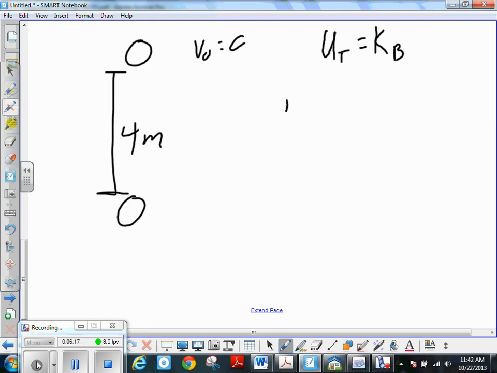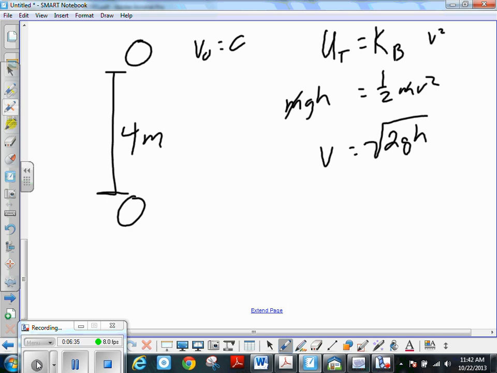So, my potential would be mgh equals 1/2 mv squared. Oh, look at how nice that is. Masses cancel out. My velocity equals the square root of 2gh. Well, that looks really familiar, right? Because isn't that the same result as v squared equals v sub naught squared plus 2ax?